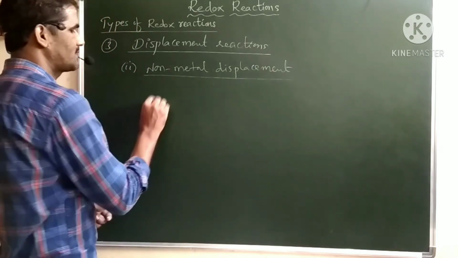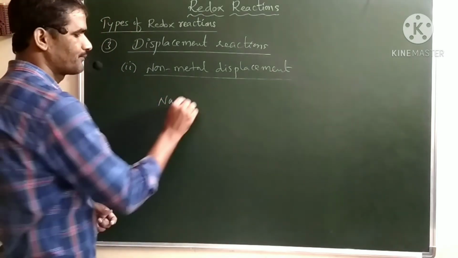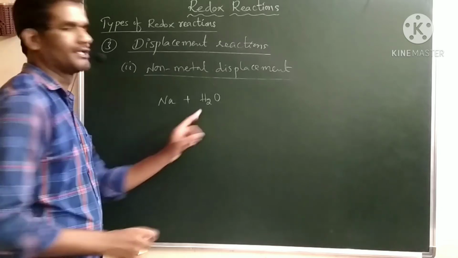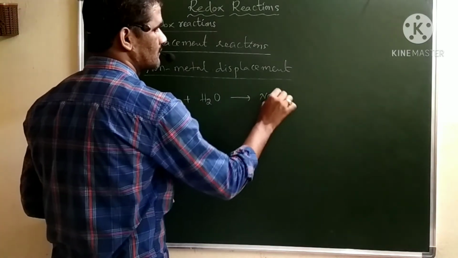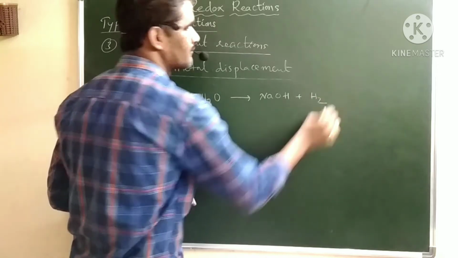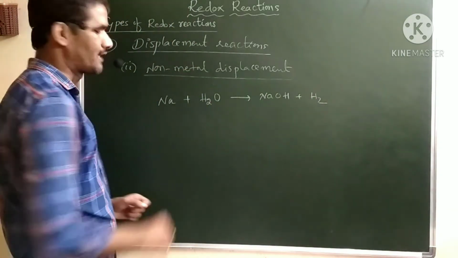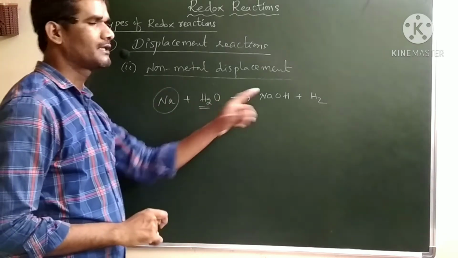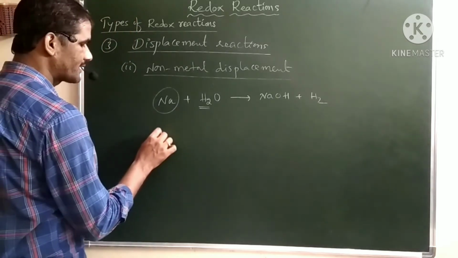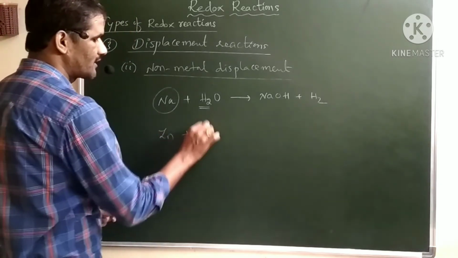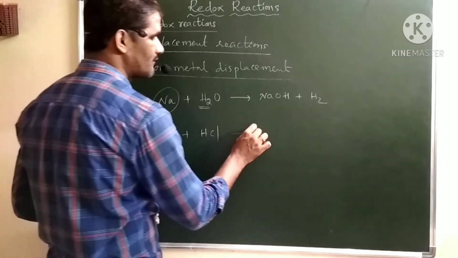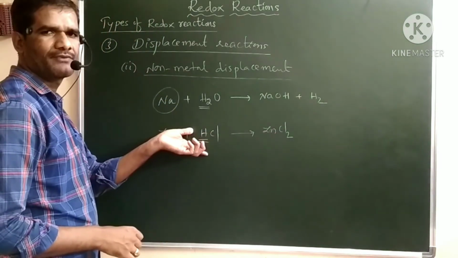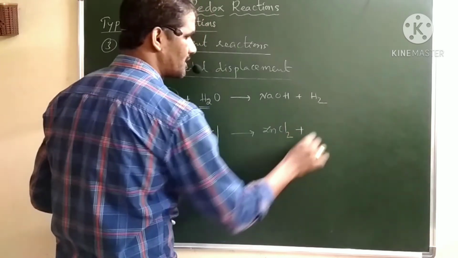Let us take a few examples here. If we take sodium with water, sodium displaces the hydrogen from water. And this is called a non-metal displacement reaction. Here a metal displaces the non-metal. And similarly you can take some other examples. Zinc, if it reacts with acids, will form zinc chloride, and zinc replaces the non-metal. Here the example is hydrogen, and we can consider it also a non-metal displacement reaction.